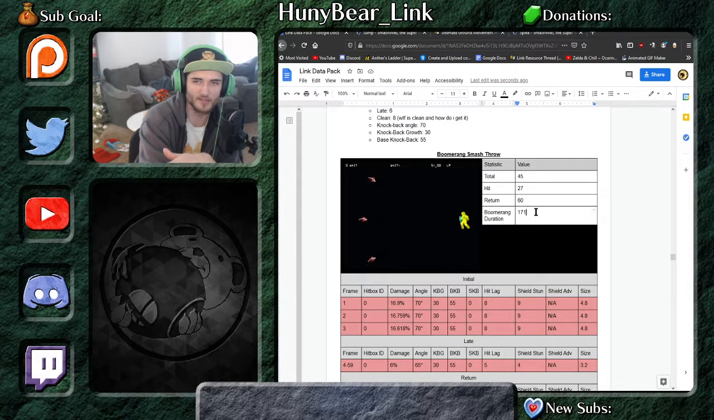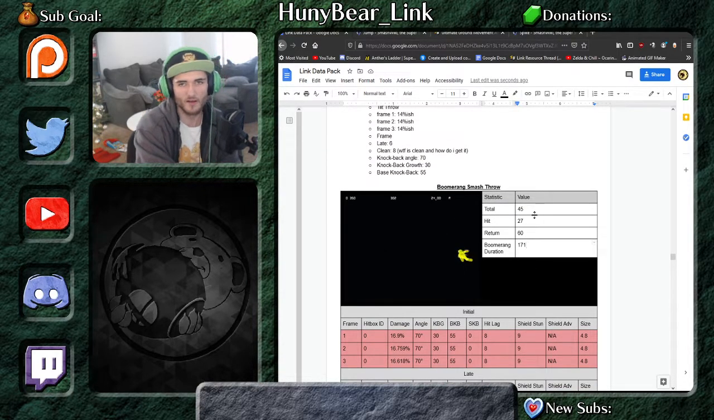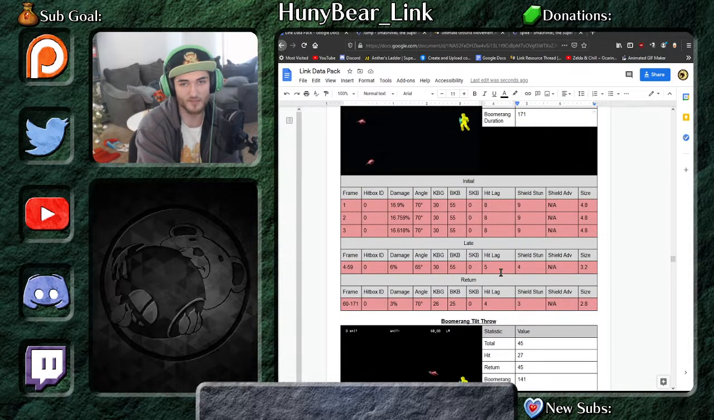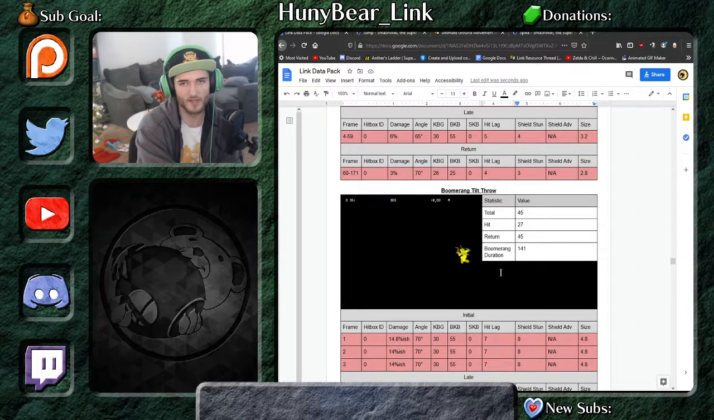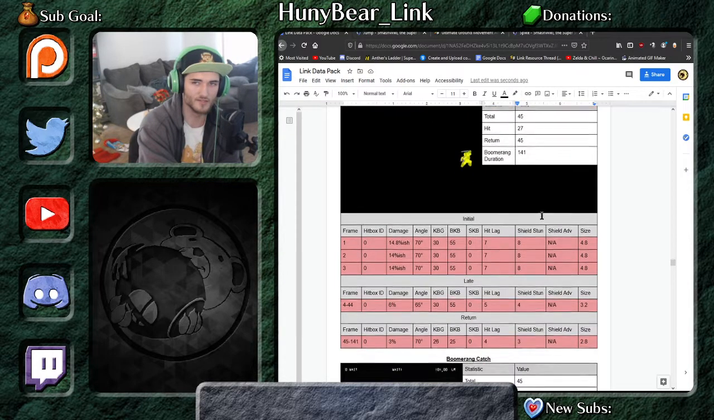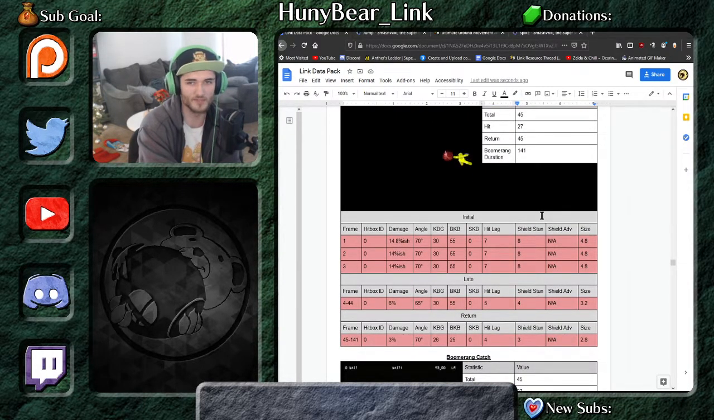And the boomerang duration is 171 for the smash throw. These numbers change for the tilt throw. Also, something to note is when you throw bombs and boomerangs behind you, Link does turn around. Alright, here's the boomerang tilt throw. Again, it lasts 45 frames and hits on frame 27. But this time it returns earlier and the boomerang duration is shorter. So tilt throw and smash throw are actually different.